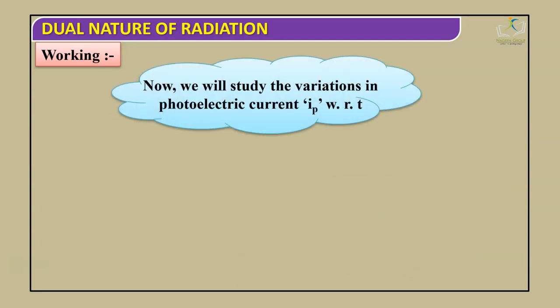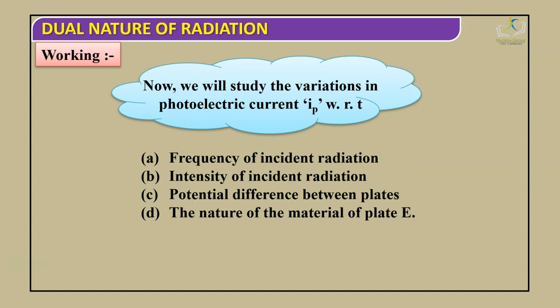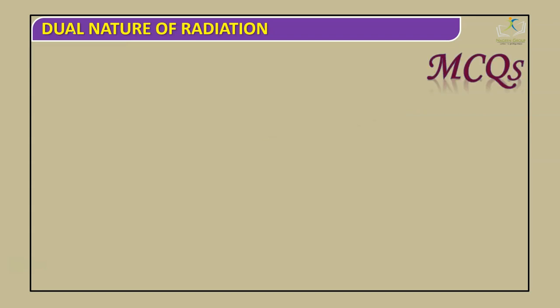Now we will study the variation in photoelectric current IP with respect to time. So these are the main causes which can affect the variation: frequency of incident radiation, intensity of incident radiation, potential difference between the plates, and the nature of the material which we have taken for the plates.